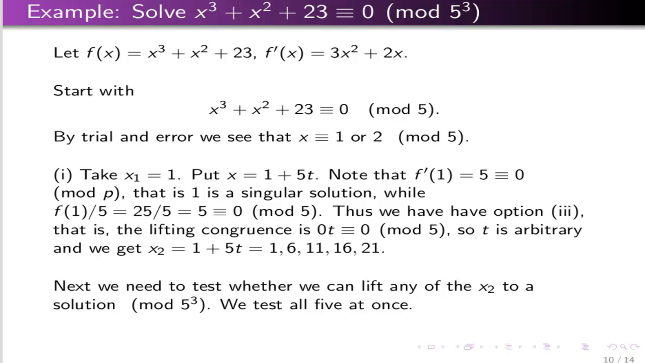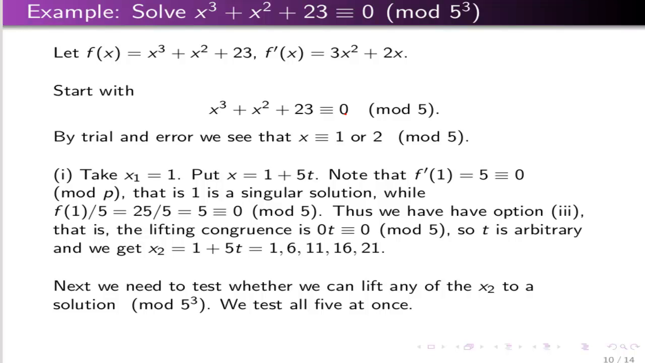Take the polynomial f of x to be x cubed plus x squared plus 23. The derivative is 3x squared plus 2x. So I start with a mod p congruence, in this case mod 5. And I'll just solve this by trial and error. Plug in 0, that fails. 1 works. 2 works. 3 fails. And 4 fails.